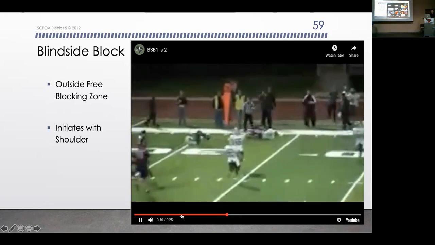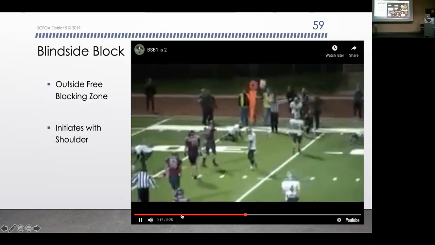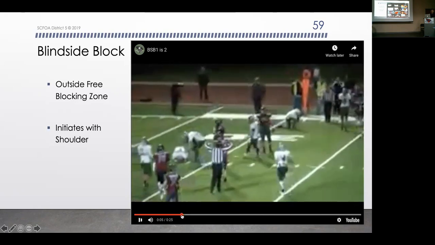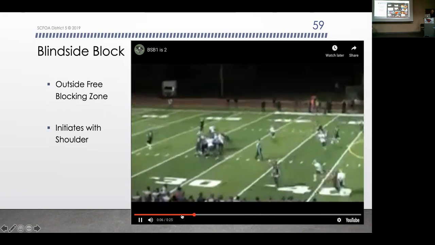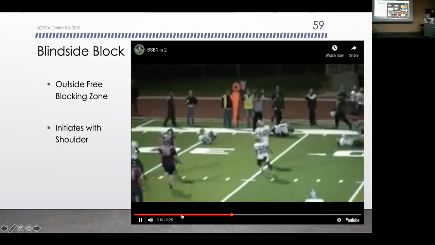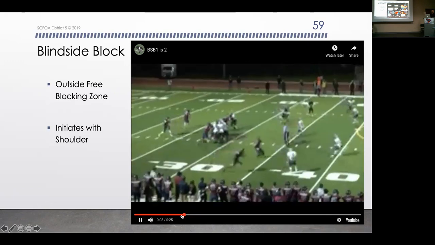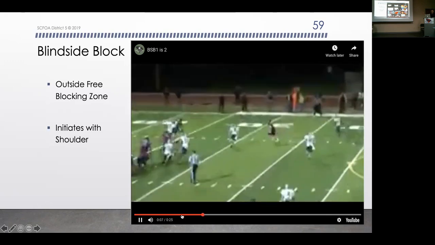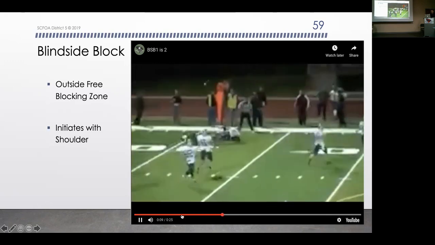I know none of us like this, because we all think that's a good block. But the way the rule is written, that is an illegal block. Same as a blind side.